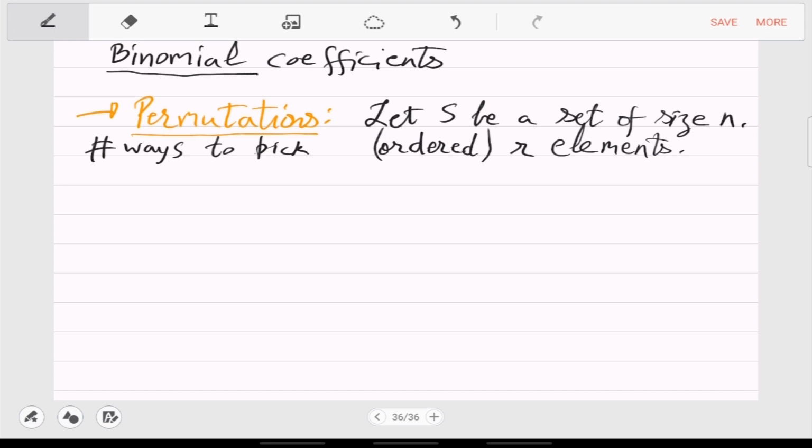So the count is, for the first element you have n choices, for the second you have n minus 1, and it goes up to n minus r plus 1. Right, so this is the count. And sometimes we can write it as nPr. Okay, you are picking R elements out of n elements, but not as a subset, as an ordered R tuple. And so, simultaneously we have defined and proved this expression. I hope this is clear.